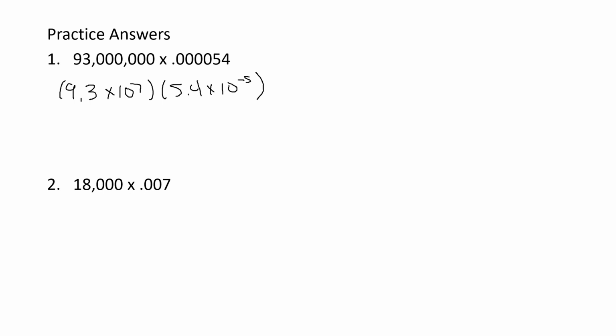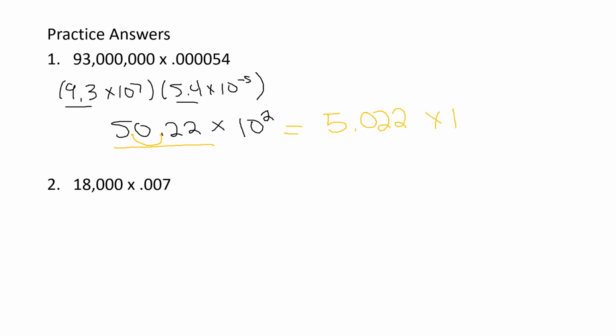Now we're going to multiply our whole numbers, 9.3 times 5.4, which I believe gives me 50.22. And then I am going to add my exponents because I'm multiplying. 7 plus -5 gives me 2. Now there's one problem. This is not in full exponential form or scientific notation form. I have to move my decimal 1 place to the left, so it is a positive. So technically, my answer, I'm moving it to the left, so it's a +1, so my exponent becomes 3.